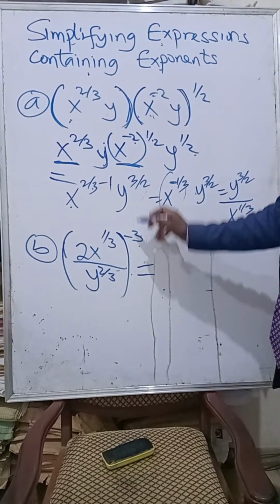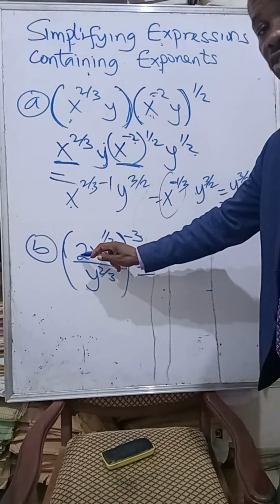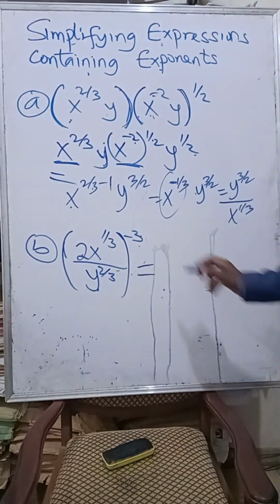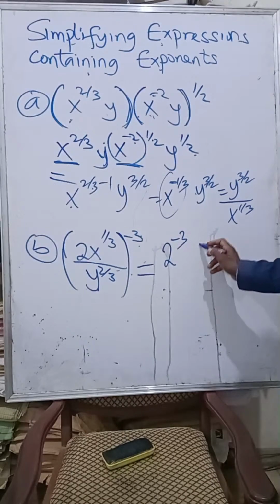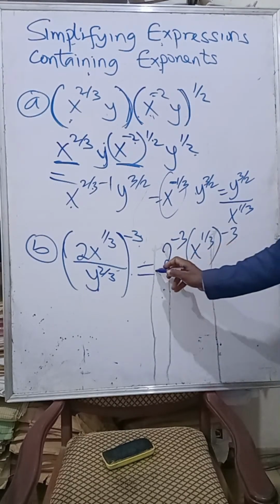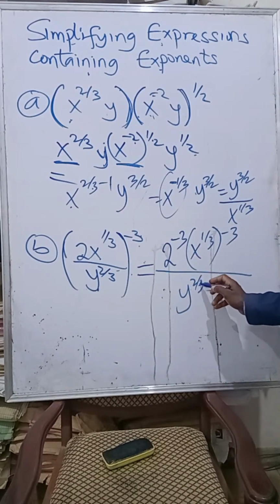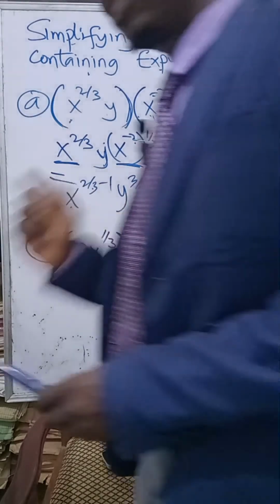For the second one, we're going to have this minus 3 going to affect every content inside the bracket. It's going to affect 2, it's going to affect the x, it's going to affect y. So which will be 2 to power minus 3, and then x to power 1 over 3 times minus 3 all over y to power 2 over 3 times minus 3. Okay, so it's going to affect each of the contents.